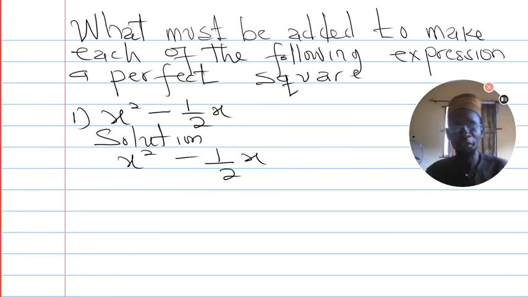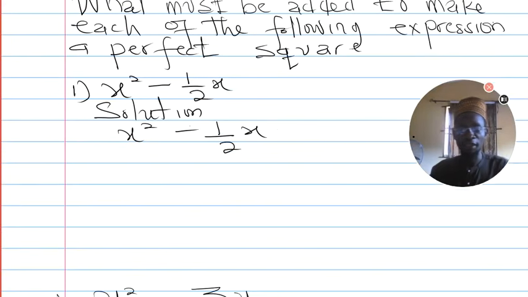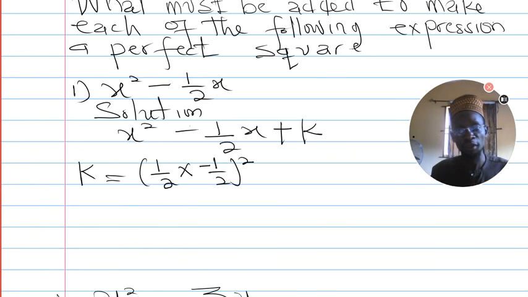What must be added to make each of the following a perfect square? Okay, solution. The first thing, let me just add k here, right? Now let me see, my k is equal to what? Half of the coefficient of x, which is minus a half here, everything squared, right?